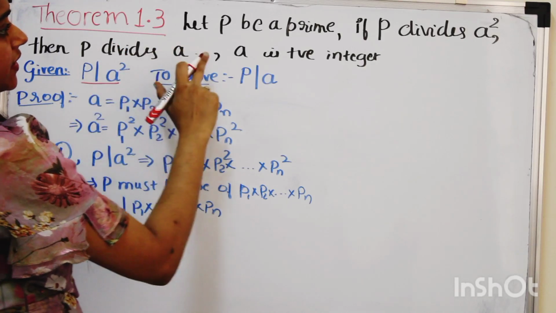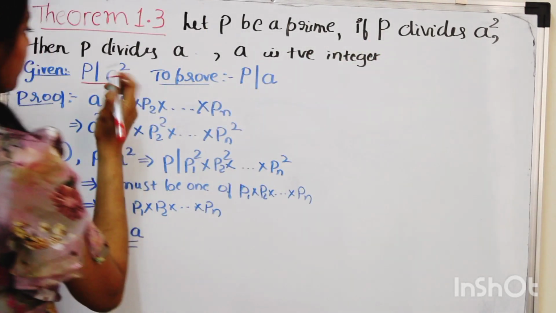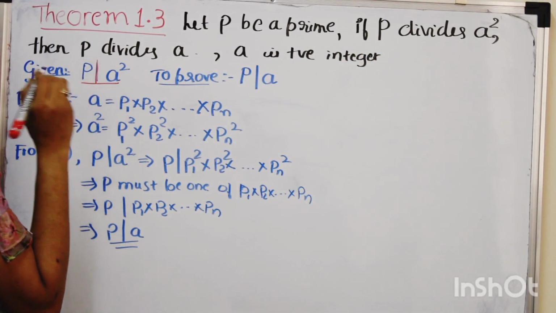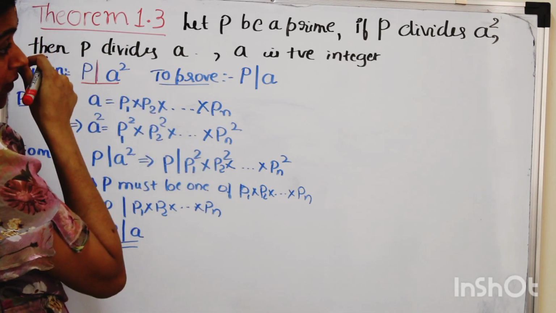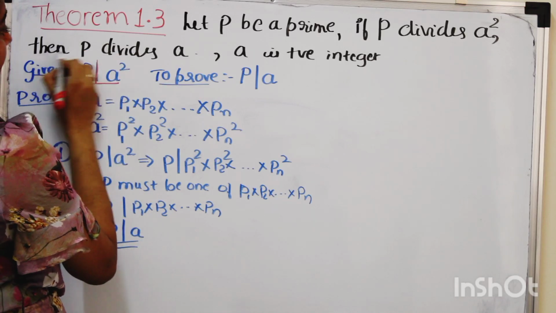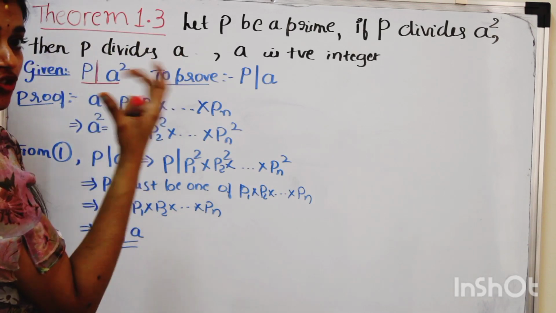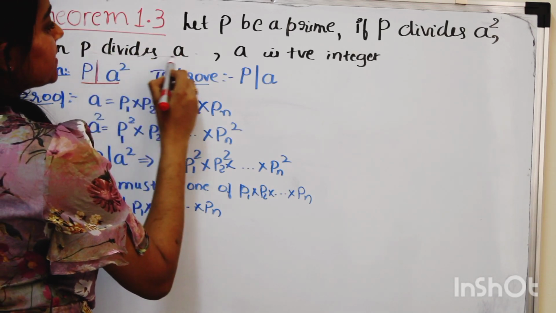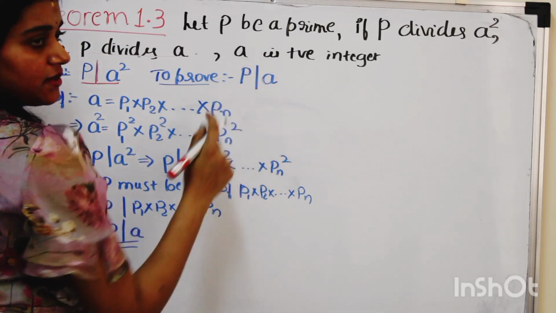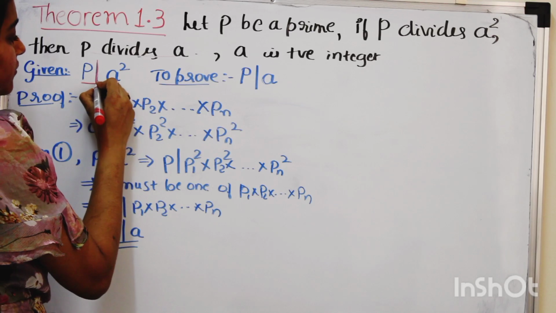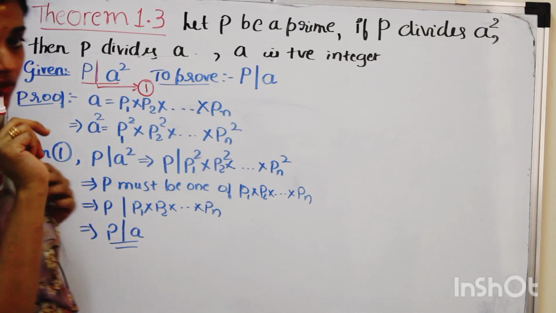So now here given is P is a prime and given P divides A square. See here I used this symbol to indicate divides. So this means P divides A square. Now we have to prove, after the word 'then' is what we have to prove for us: P divides A. I use this symbol to tell divides. So take this given statement as 1: P divides A square, take it as 1.